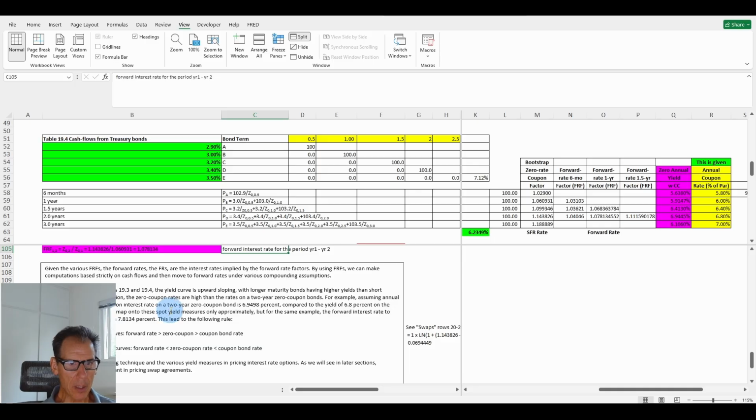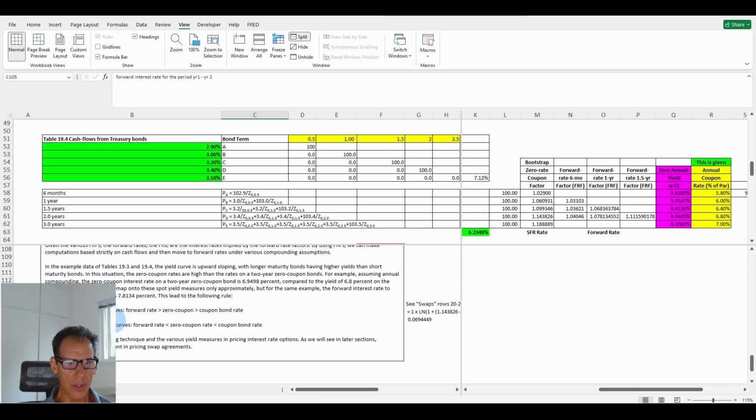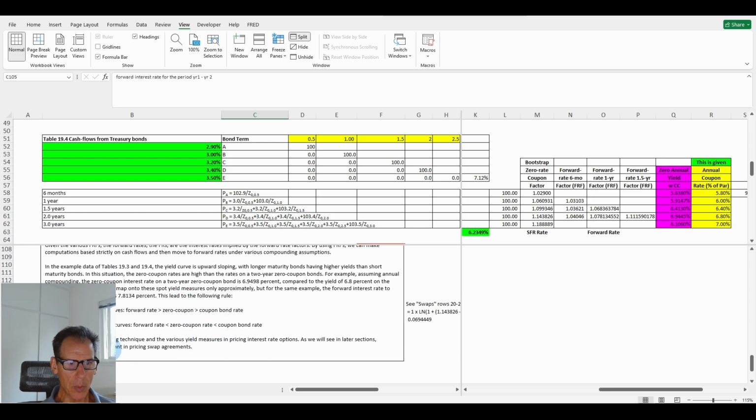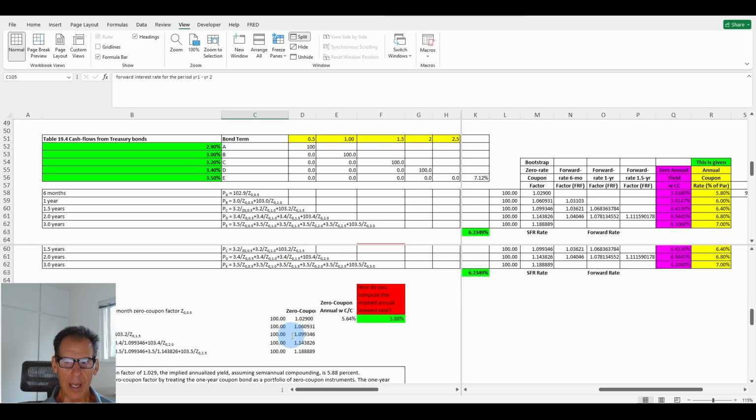Forward rates map onto these spot yield measures only approximately, but for the same example, the forward interest rate to cover 1 year to 2 years is 7.8134%. This leads to the following rule. For upward sloping yield curves, the forward rate is greater than the coupon rate. For downward sloping, the forward rate is less. We will use the bootstrapping technique in the various measures. I'll explain more of this down the road.